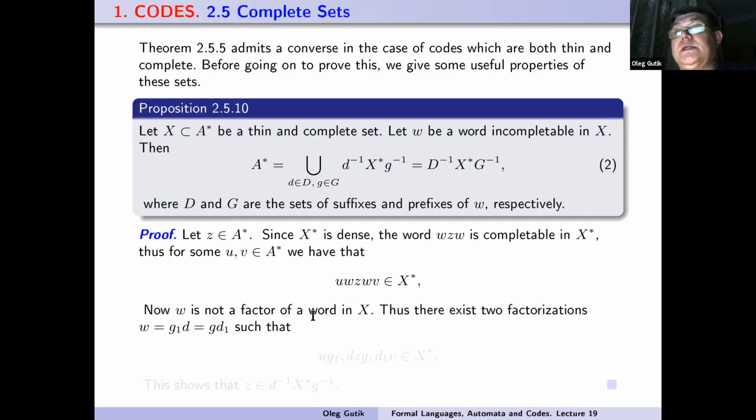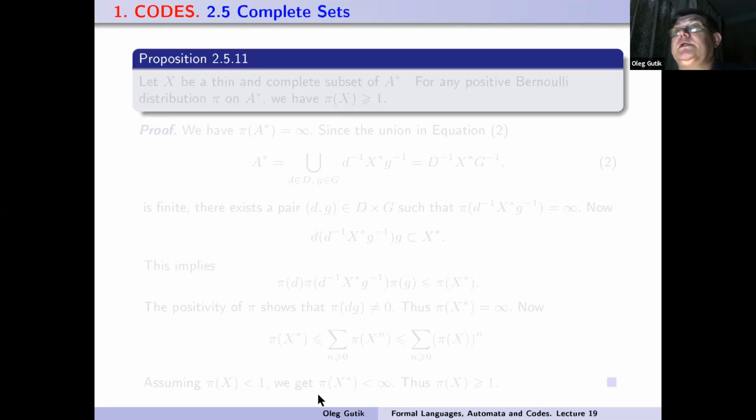Now, w is not a factor of a word in the set X. Thus, there exist two factorizations, w = g1 d = g d1, so that g1 d z d1 and v belong to the monoid X*. This shows that z belongs to the set D^-1 X* G^-1. This completes the proof of proposition 2.5.10.